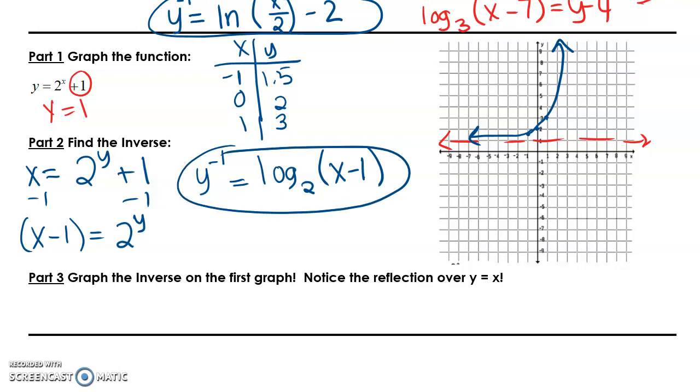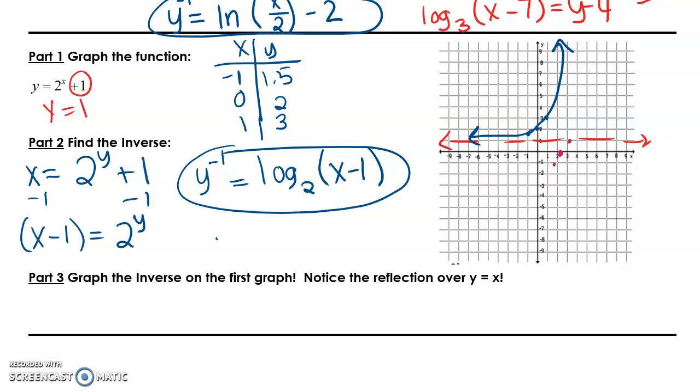If I want to graph my inverse, remember that I take my x and y values and I switch them. So instead of plotting -1, 1.5, now I'm going to plot 1.5, -1. I'm going to plot 2, 0. And I'm going to plot 3, 1.